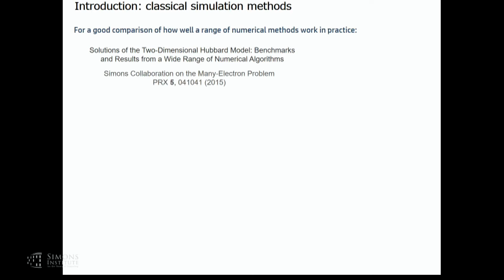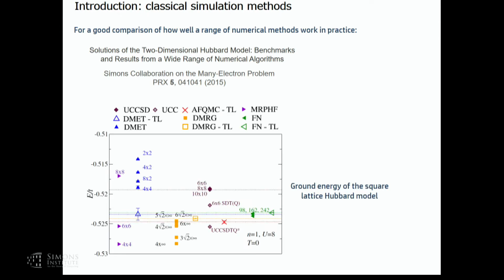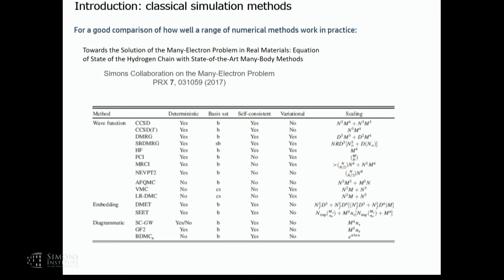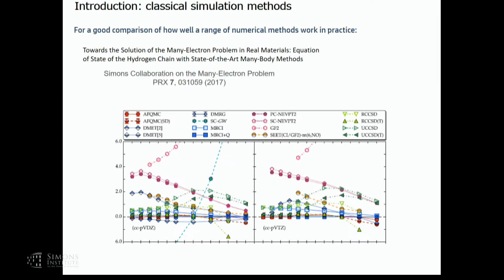Okay, if you do want to understand more of the practical side of things, I would suggest this paper sponsored by the Simons Collaboration on the Many-Electron Problem, comparing a whole bunch of methods for the two-dimensional Hubbard model. You have a ton of methods, say comparing the ground state energy: coupled cluster, DMRG, Monte Carlo, Hartree-Fock, all kinds of things. And there's a follow-up paper in which they compare methods for a 1D hydrogen chain. Again, a ton of methods. They go through all the details of what works and where, with many comparisons.